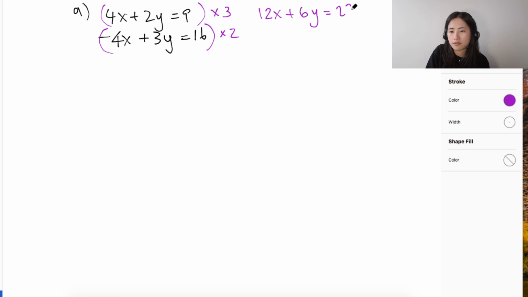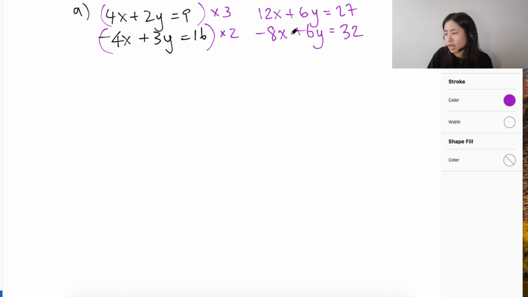9 times 3 is 27. Then on the other hand, you have negative 4x plus 3y is equal to 16. If you're multiplying this 2 with 3y, it has to be the whole thing again. So this is negative 8x. Then this is 6y. Then this is equal to 16 times 2, which would be 32. So yeah, this is now 32.